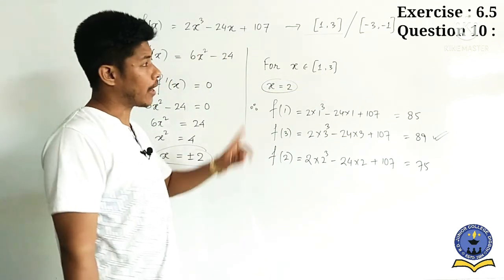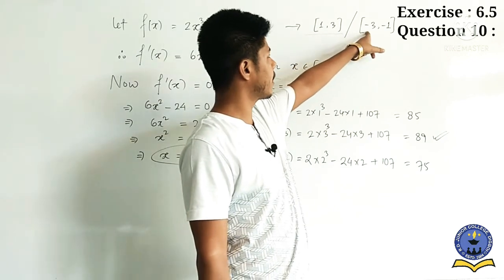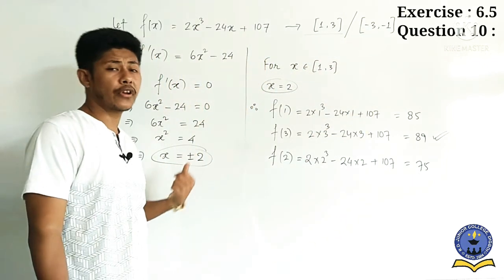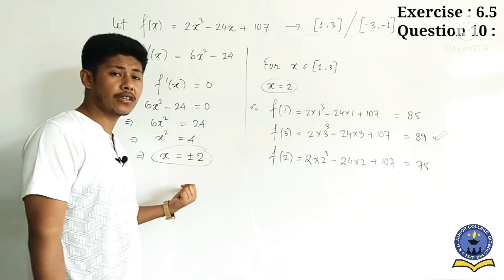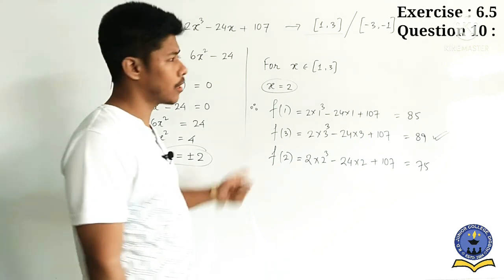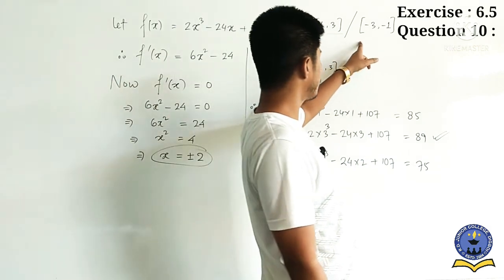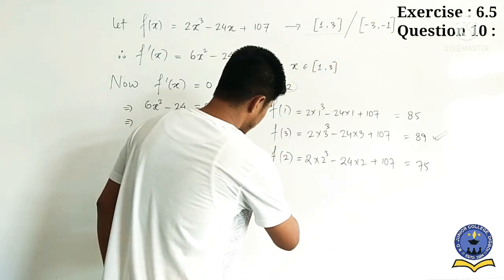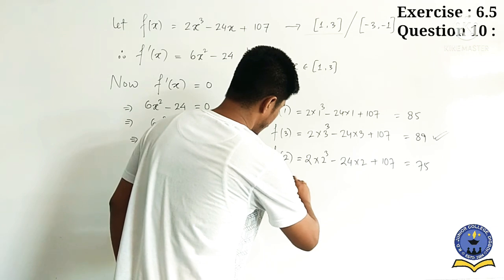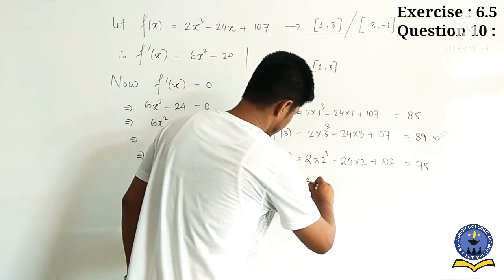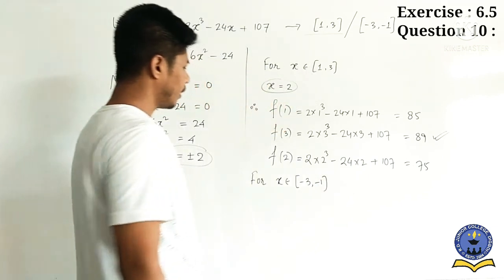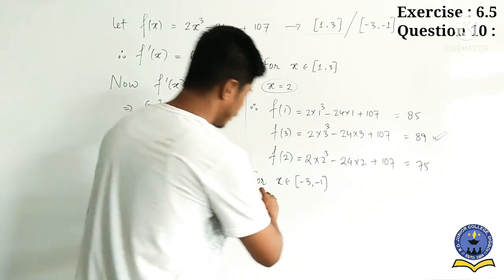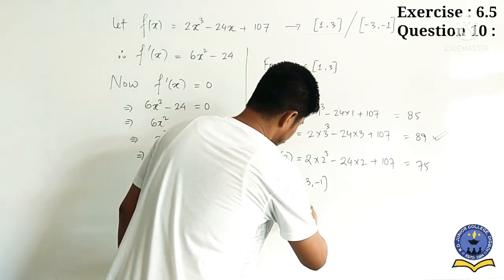Similarly, another interval is given. In this second case, -3 to -1. In -3 to -1, which critical point lies? Obviously -2, isn't it? So for the second interval, x belongs to -3 to -1. We have to consider x equals -2.